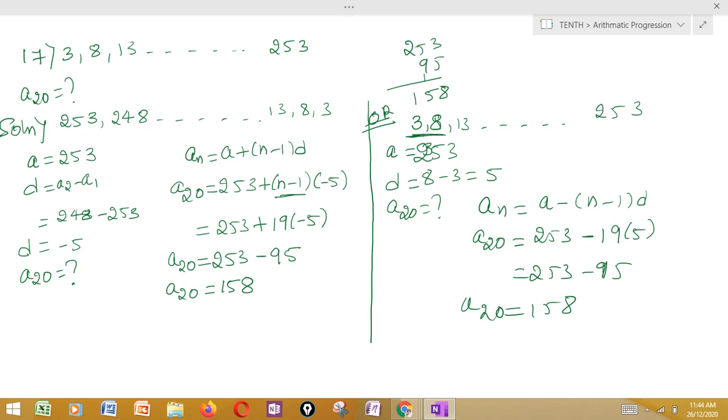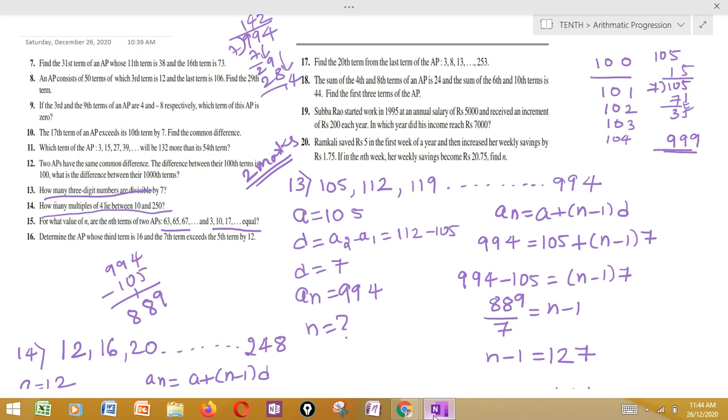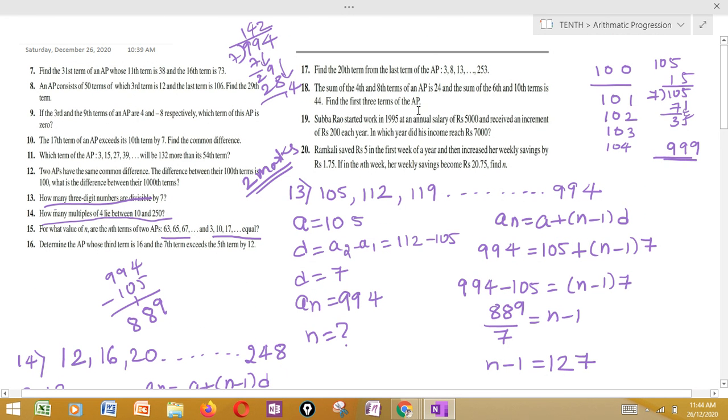Yes, are there any doubts in this problem? If there is any problem... No, sir. If you need me to repeat once again, I'm going to repeat, or else we shall go to the next problem. Yes. Is it clear? Yes, sir. Okay. Then read the next problem. 18th.